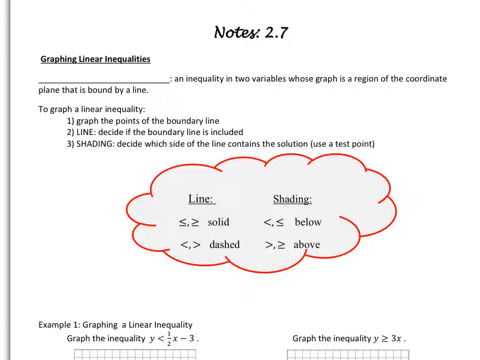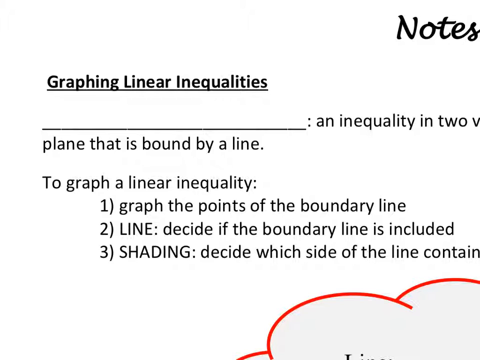We're going to graph linear inequalities. Basically, we're graphing inequalities on actual coordinate planes instead of just number lines like we did in chapter 1. So, a linear inequality is an equation of a line that has an inequality sign instead of an equal sign.